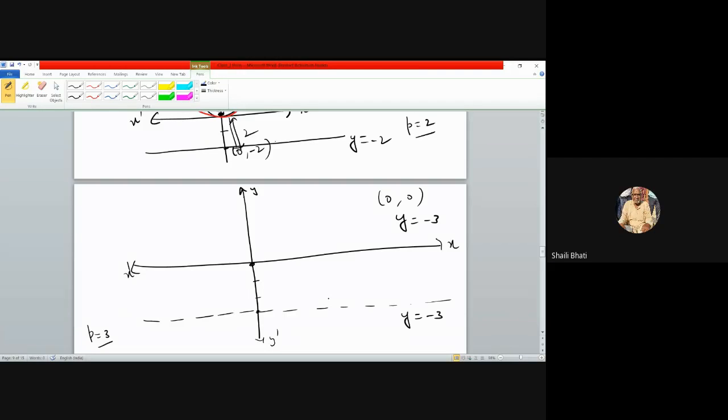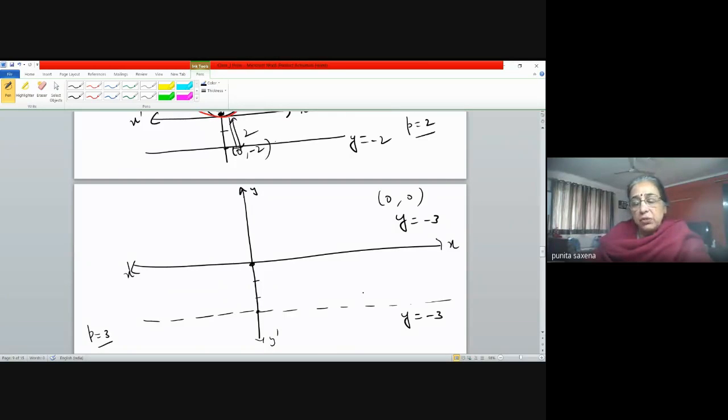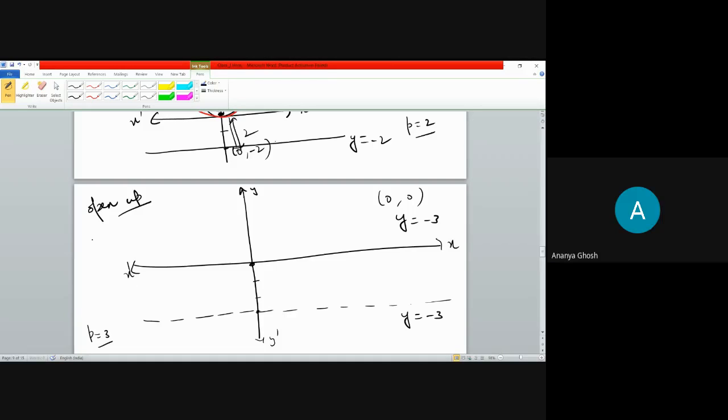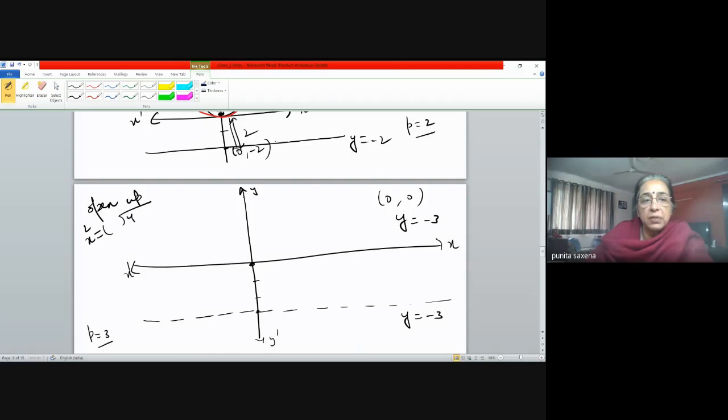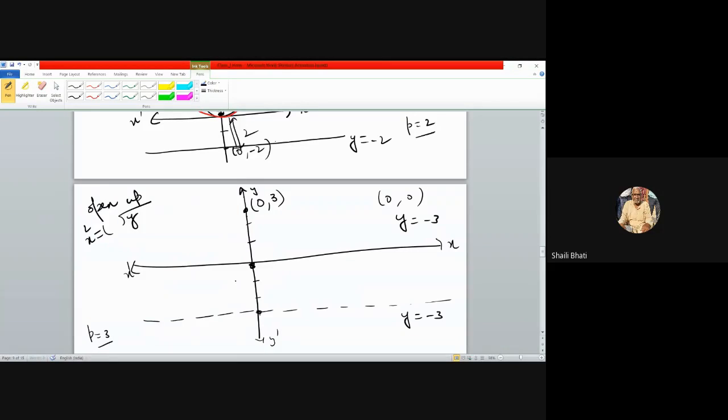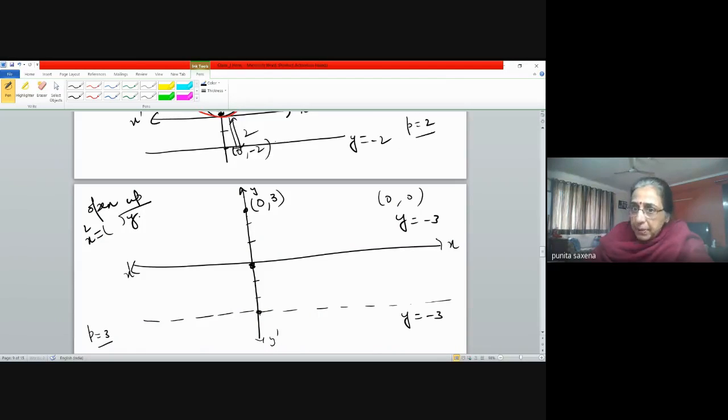And because your directrix is y equal to -3, your vertex is 0, 0. That means your parabola is going to open up. Your equation is going to be x² equal to something into y, because P unit जितना डिस्टेंस वर्टेक्स और डायरेक्ट्रिक्स का है उतना ही डिस्टेंस वर्टेक्स और फोकस का होगा ना. तो इसका मतलब आपका फोकस कौन सा पॉइंट हुआ? 0, 3. तो पैराबोला is going to open up. So P is 3.